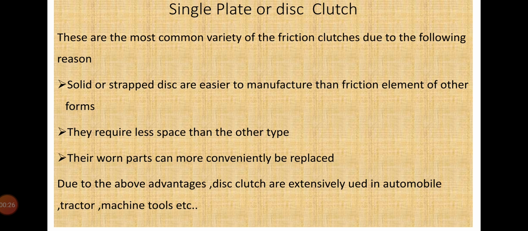Now, some very important points regarding a single plate clutch. These are the most common variety of friction clutch due to the following reasons. First, solid or strapped discs are easier to manufacture than the friction element of other forms. That means disc clutches are circular in construction, and circular discs are very easy to manufacture compared to other forms of clutch like cone, semi-centrifugal or centrifugal clutch. They require less space than the other types.